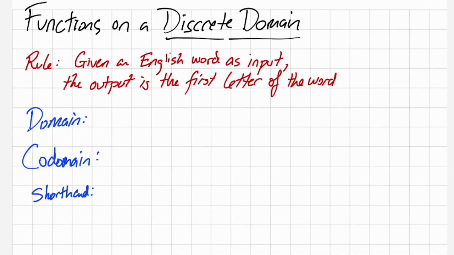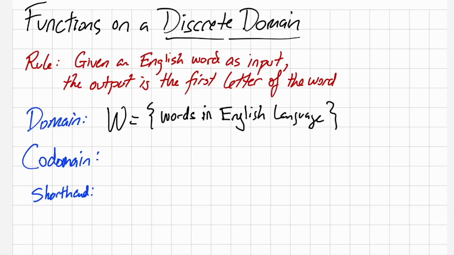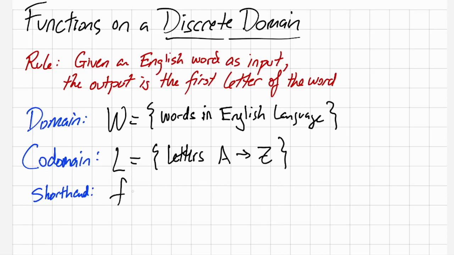Okay, let's look at one more example. Here's a rule. Given an English word as input, the output is the first letter of the word. The domain is the set of possible inputs. So in this case, maybe we call it capital W, which is equal to the set of all words in the English language. The codomain are the types of possible outputs, and outputs are not words anymore, they're just letters. So maybe we call the codomain L, which is the set of letters A to Z. And so our shorthand would be that this rule would look like this. f is a function from W into L.